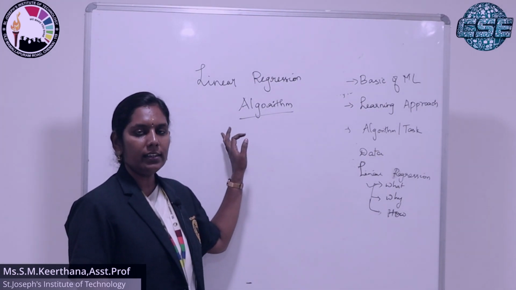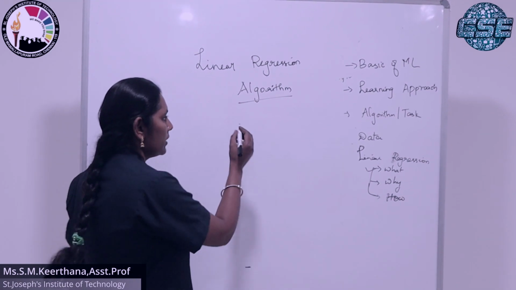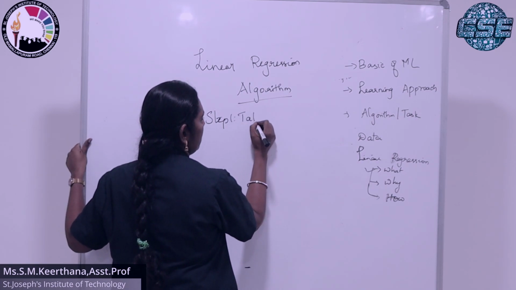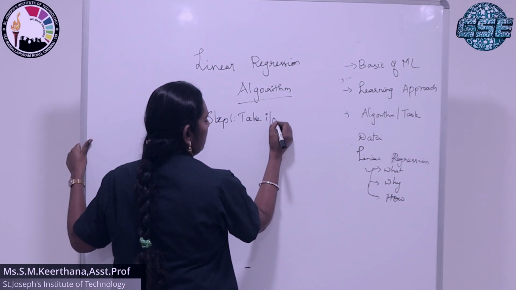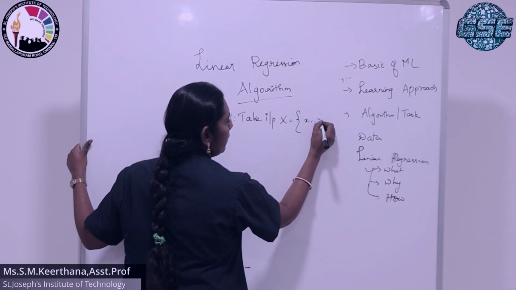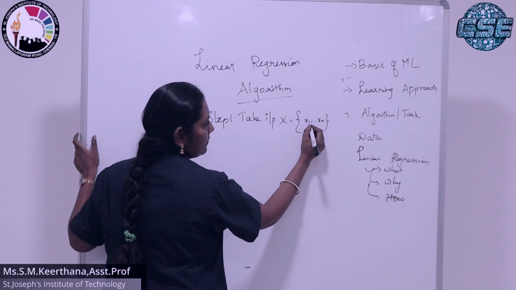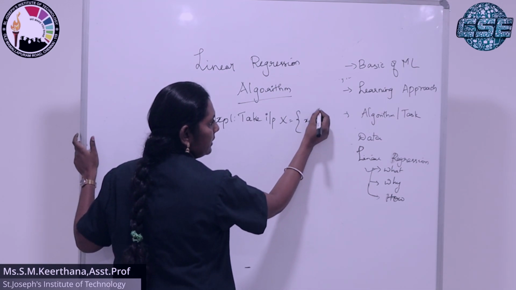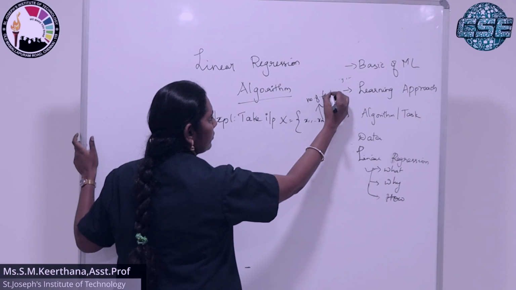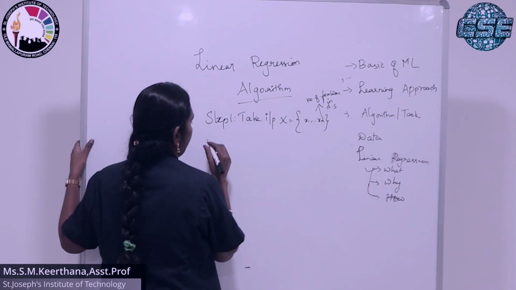Okay, we could discuss the algorithm steps that are available in linear regression. In step 1, first we have to take the input x. In real world problems we could get many input features. So that's why I have marked x1 up to xn. This n defines the number of features in my data set.